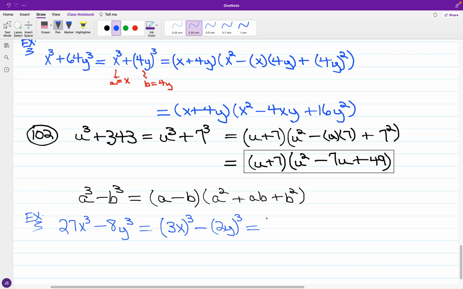And just going with the literal substitution for a minus b, we have 3x minus 2y. And for a squared, you can see here a is 3x. We have plus ab, so we have 3x times 2y. And for b squared, we have 2y quantity squared.